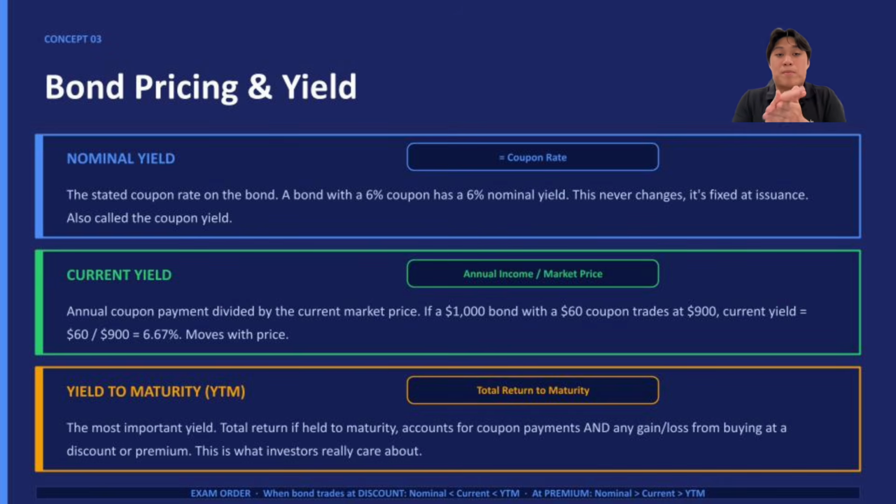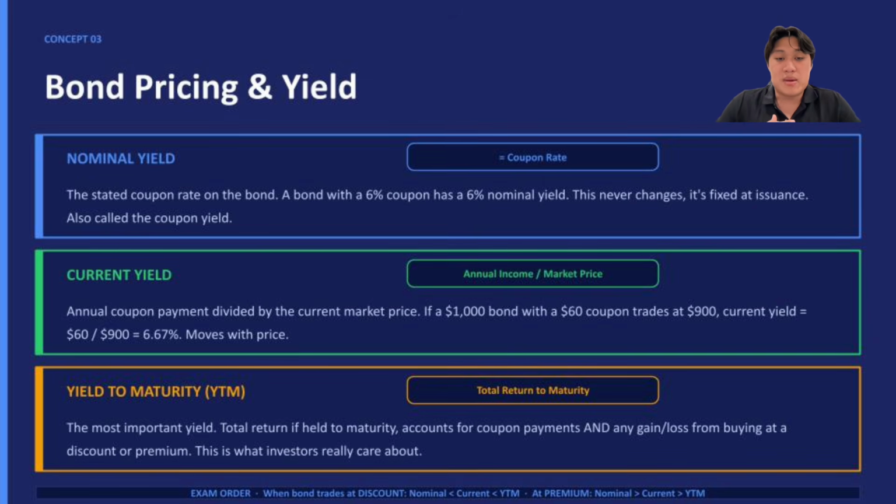Next, let's look at bond pricing as well as yield. Nominal yield is the coupon rate on the bond. A bond with a 6% coupon has a 6% nominal yield. This never changes. It's fixed at issuance, and it's also called the coupon yield. Current yield.